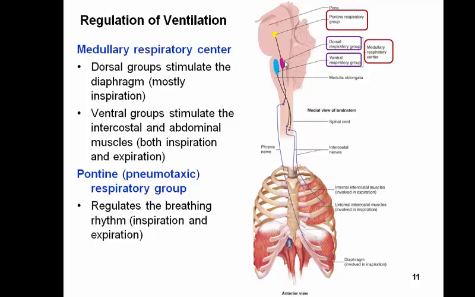And regulating these two clusters of neurons are the clusters of neurons superior to the medulla oblongata, and that's the pontine group, those clusters of neurons in the pons area of the brainstem. And they help to regulate breathing rhythm so that we have that coordinated action between inspiration and expiration.